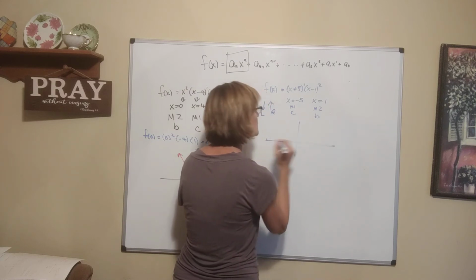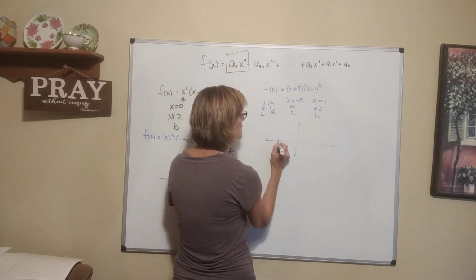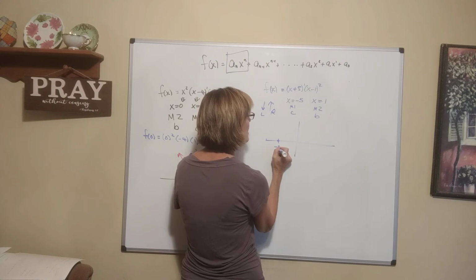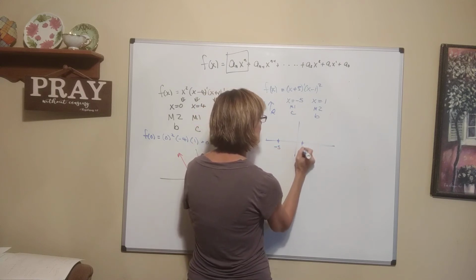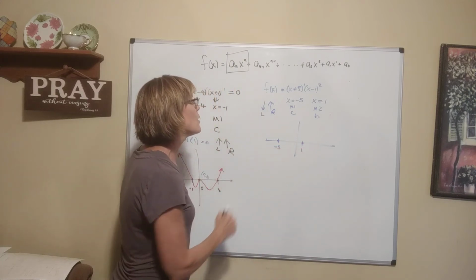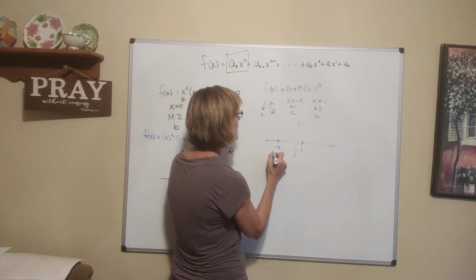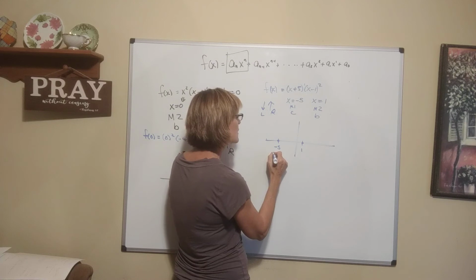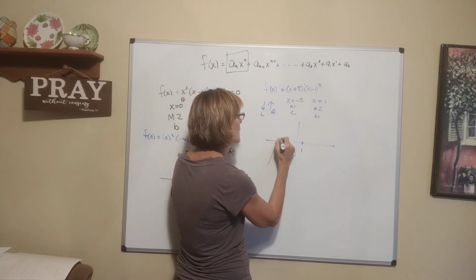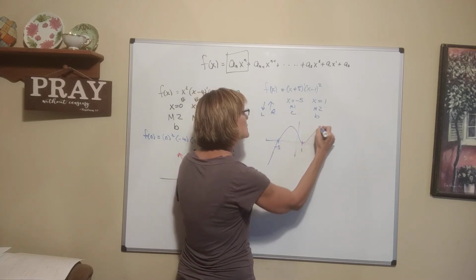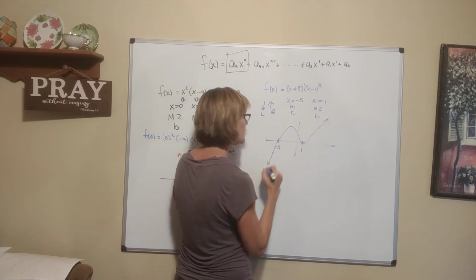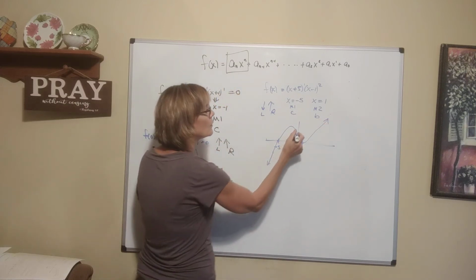So right here, let's mark our graph. Here's a 0 over at -5. Here is a 0 at x is 1. And we know that it's down to the left, so my graph is coming up from somewhere. It's down to the left. And when it hits -5, it's going to cross. And then when it gets to 1, it's going to bounce back up. Something like that. What is this point?